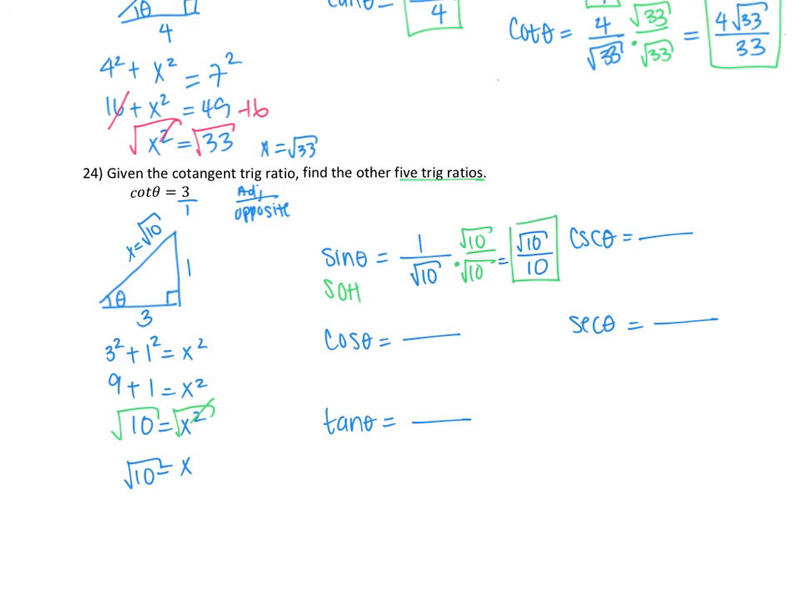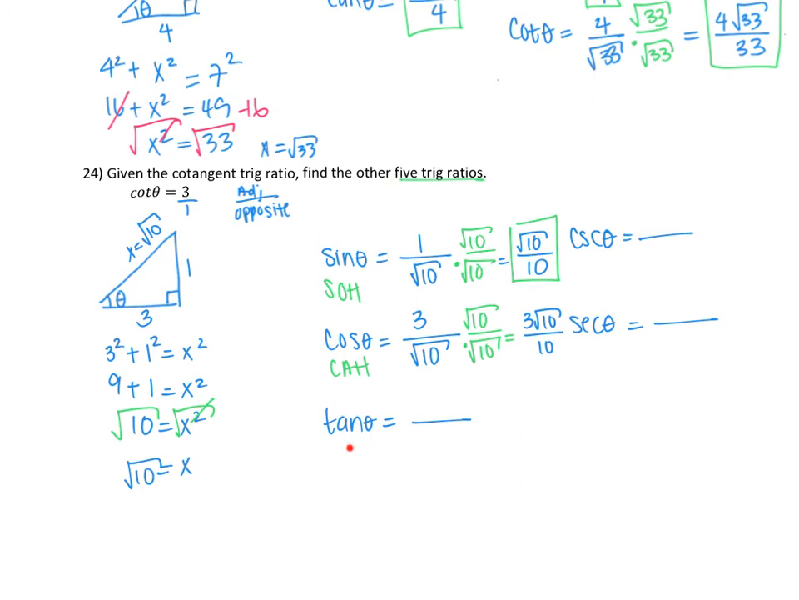For cosine, I would have, in this case, my adjacent, which is 3, over the square root of 10. So for cosine, it's CAH, where the A is the adjacent, and H here is the hypotenuse. So my adjacent was 3, and my hypotenuse was square root of 10. Now, I don't like square roots in the bottom, so we're going to rationalize it by multiplying the top and bottom by a square root of 10. So that gives me 3 square root of 10 over 10 in the bottom. And I can't reduce 3 and 10, so I'll keep it the way it is.